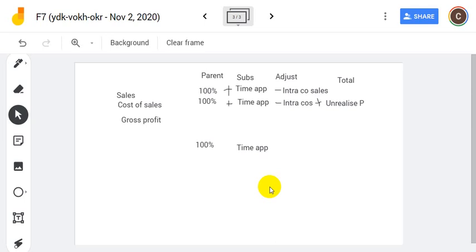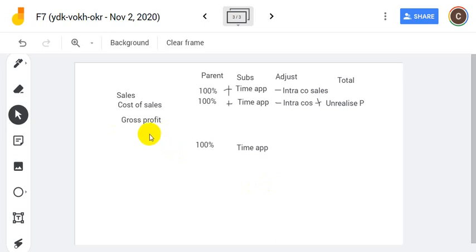Any question from there before we try and wrap it up? Just can you repeat on the ones that do not need time apportion?